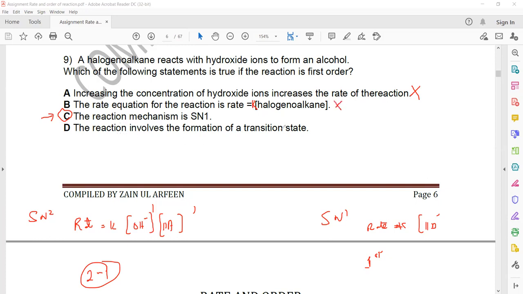What about D? Involves formation of a transition state. That's also wrong, because it's an SN1 reaction in which first the bond will break and then the bond will form. So there is no intermediate or transition state.